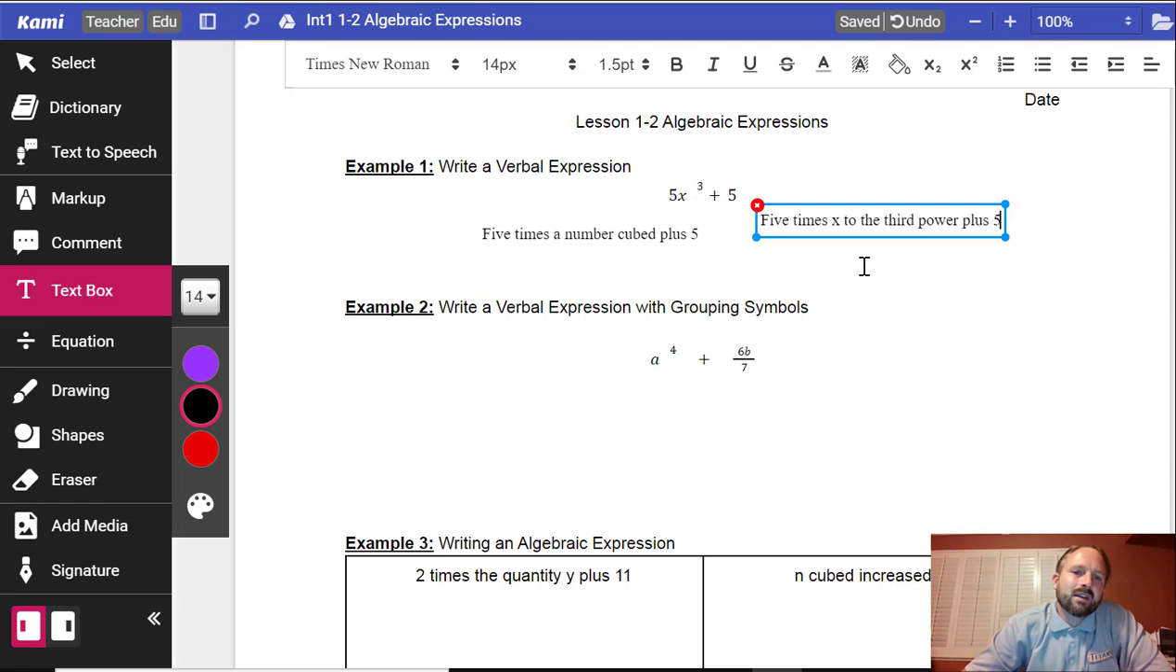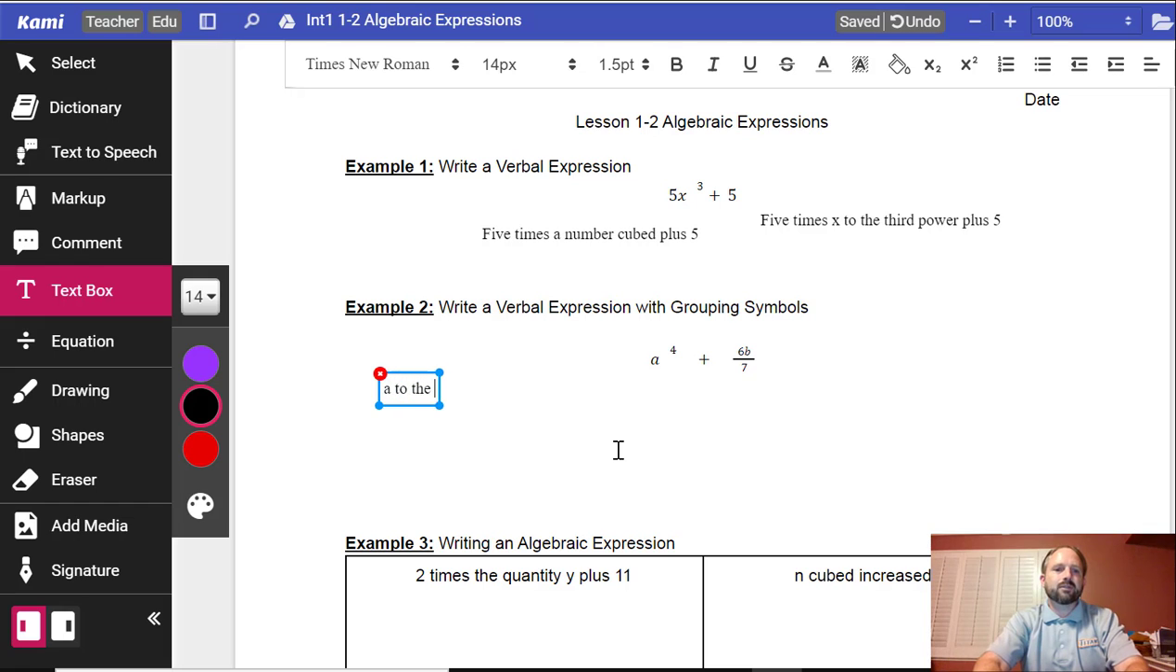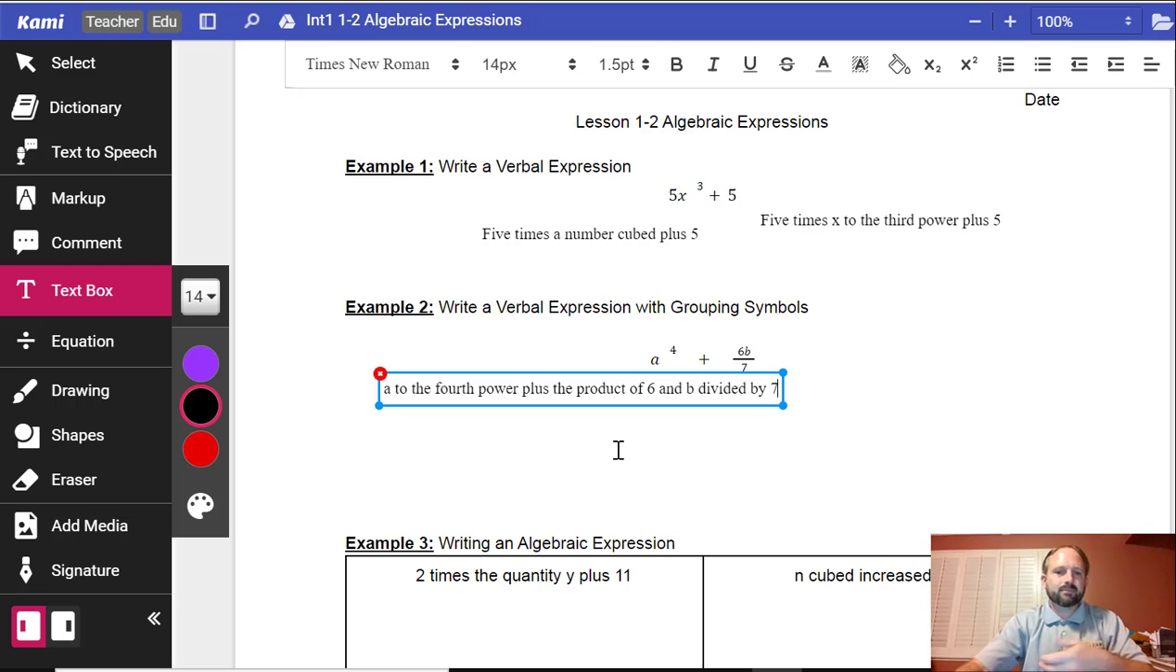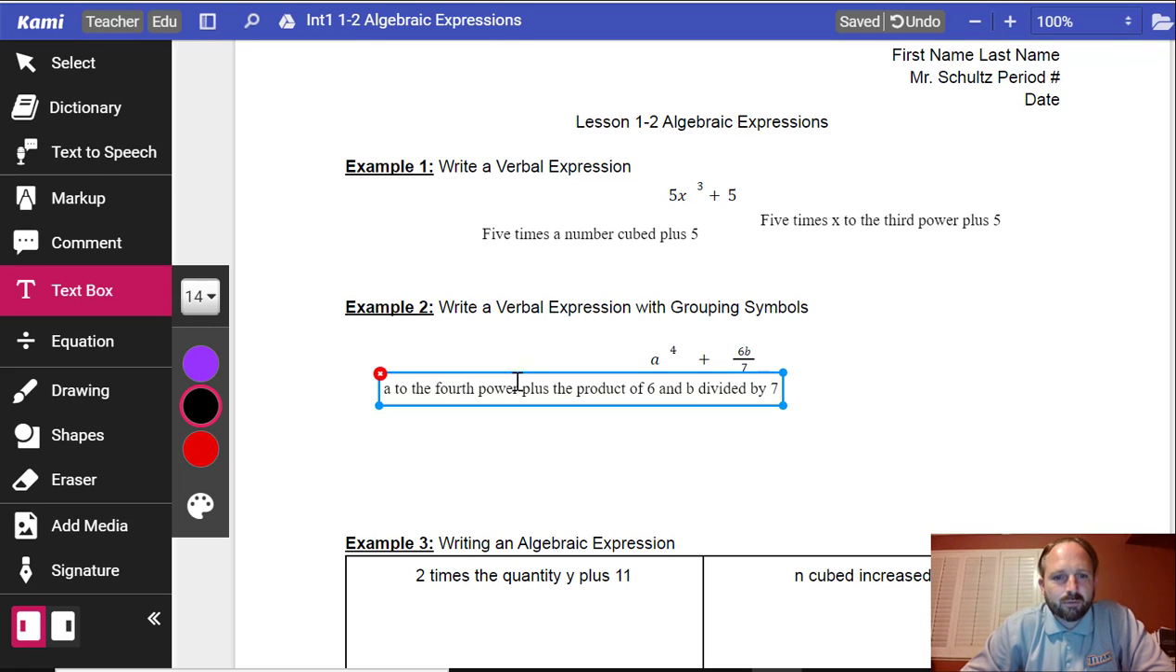So let's go on. Write a verbal expression with grouping symbols. Example 2. So I could say a to the fourth power plus the product of 6 and b divided by 7. That is a valid verbal expression. There are different ways to solve and to write things out. It's okay.